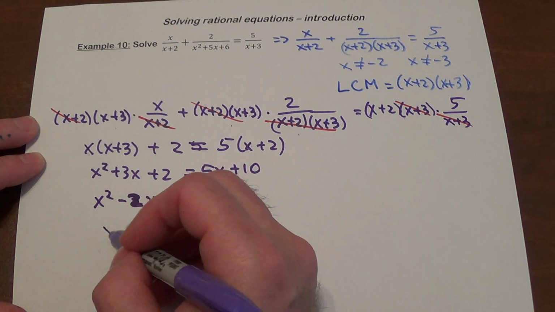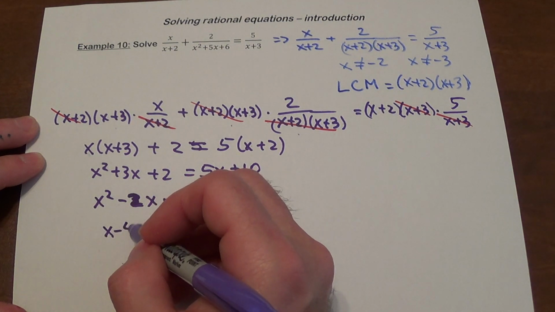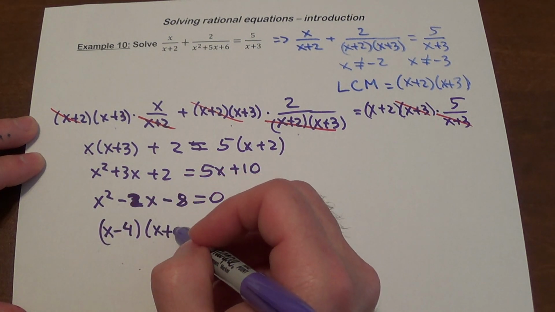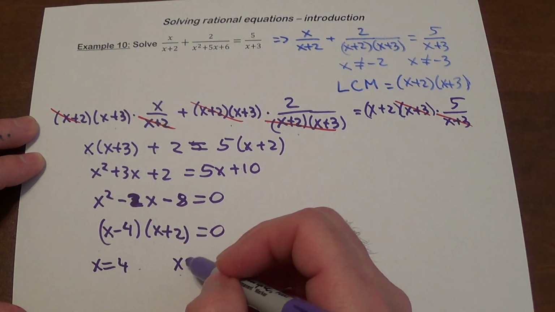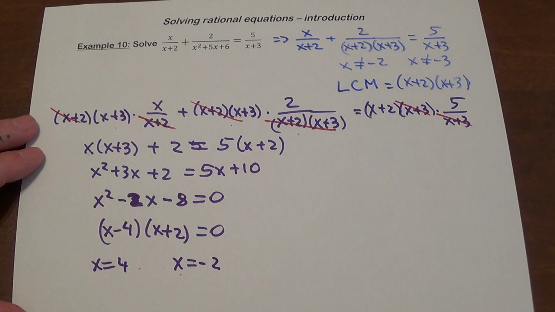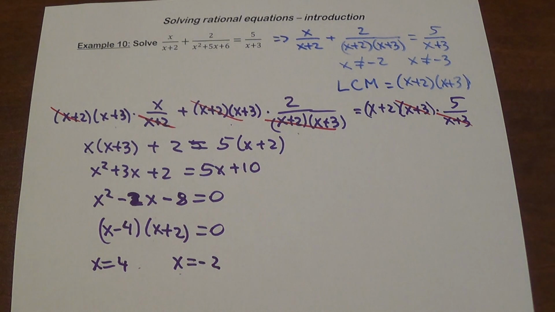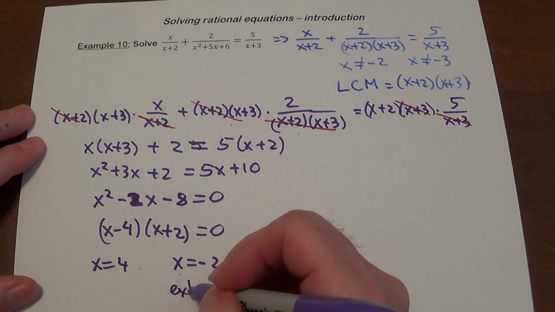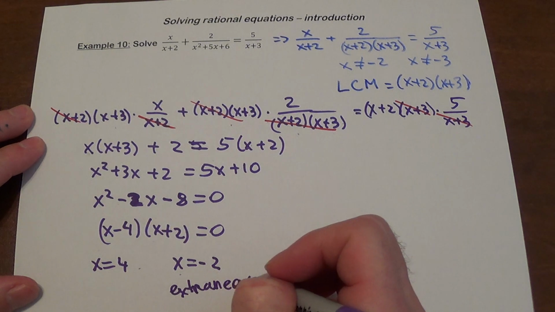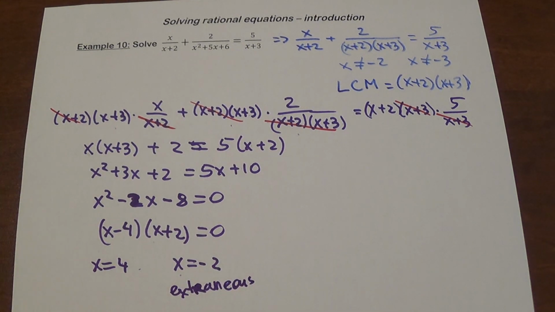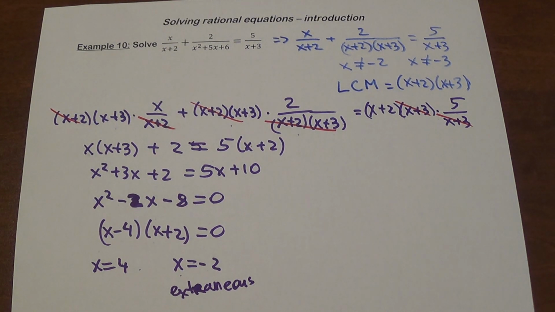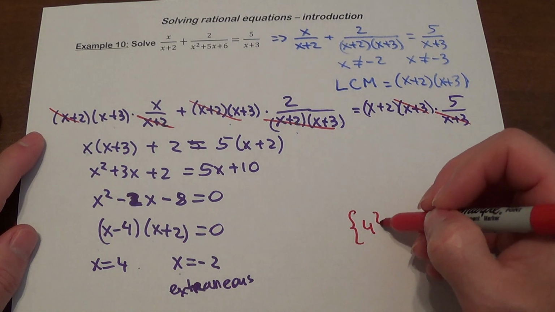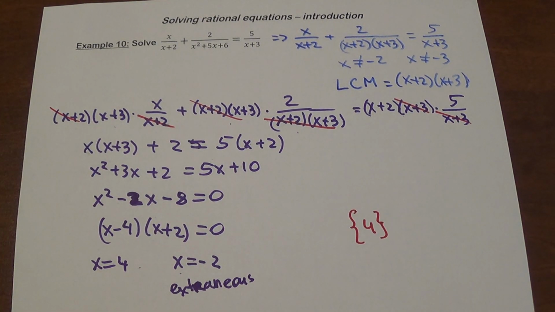This one can be factored. It's x minus 4 times x plus 2 equals 0. And we have 4. And we get negative 2. And I hope you realize that negative 2 is an excluded value. It's an extraneous solution. Okay. And since it's an extraneous solution, we cannot use that. So the only solution we can use here is 4. Okay. And this is how it's done.